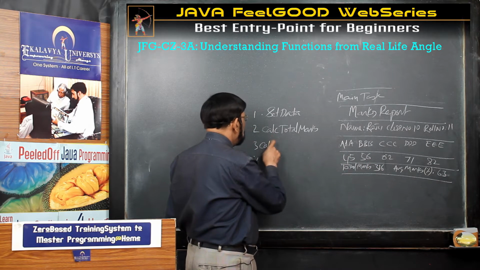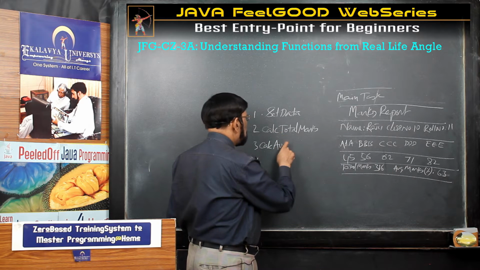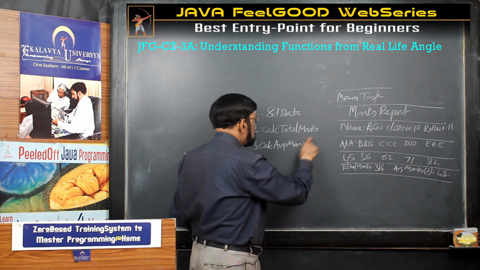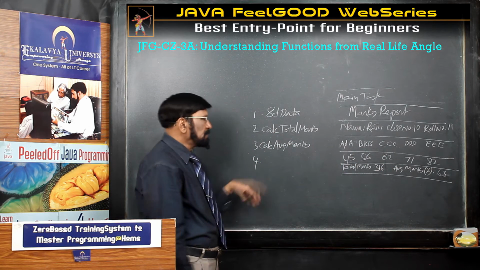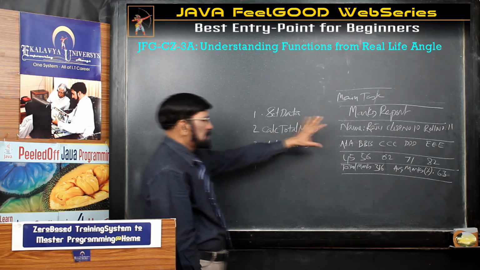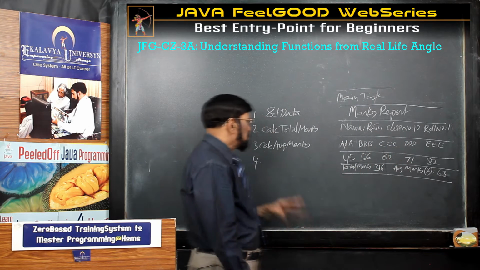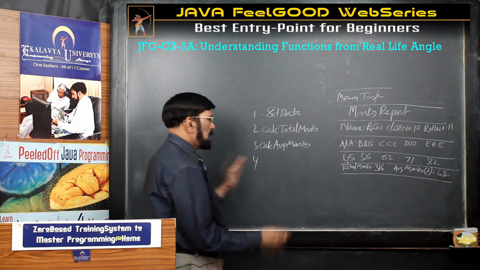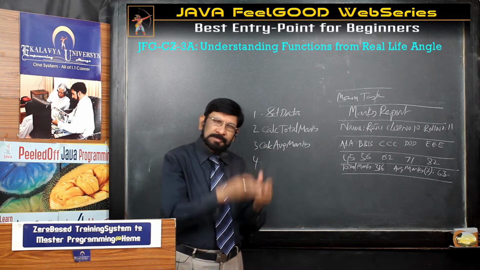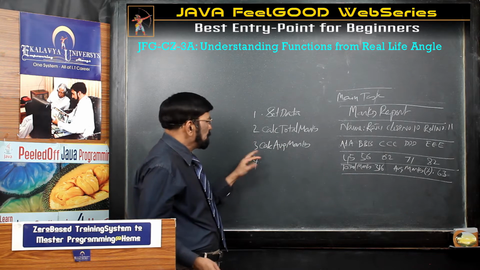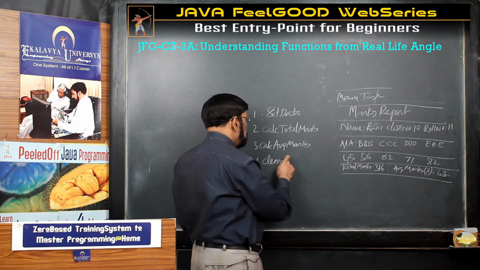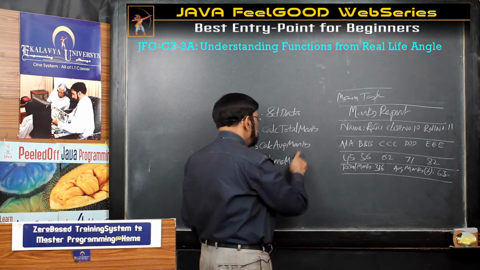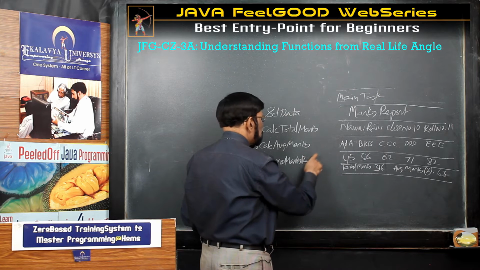Thereafter, what do we have to do? Calculate average marks, because that also we are displaying here. That's why we have to calculate that. After that, whatever data we require in the report, all that we have now. All that is in the computer's memory in the form of variables. Then what should we do? We have to demo the marks report. Demo means displaying the mark report.